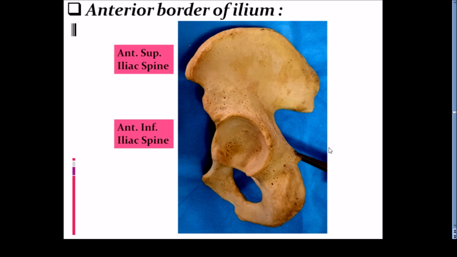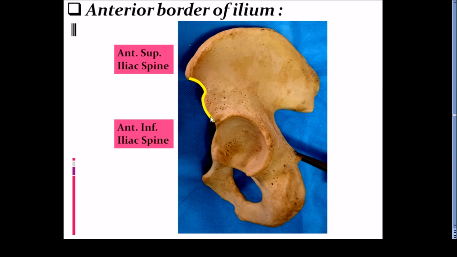Now the anterior border of the ilium. This is the lateral view of the hip bone. This is the anterior superior iliac spine. The anterior border of the ilium starts from the anterior superior iliac spine, then runs downward towards the acetabulum. So this much is the anterior border of the ilium. In the upper part of the anterior border it has a notch, while in the lower part there is one elevated area, known as the anterior inferior iliac spine.